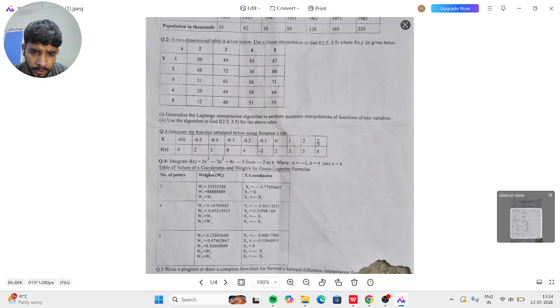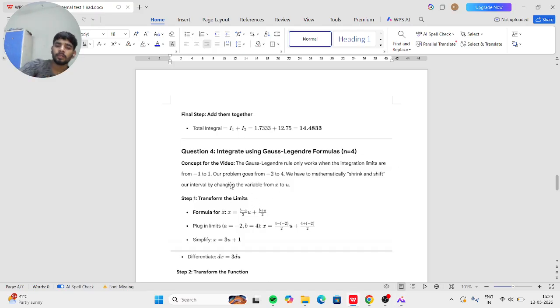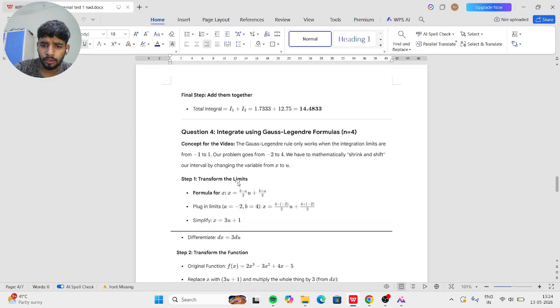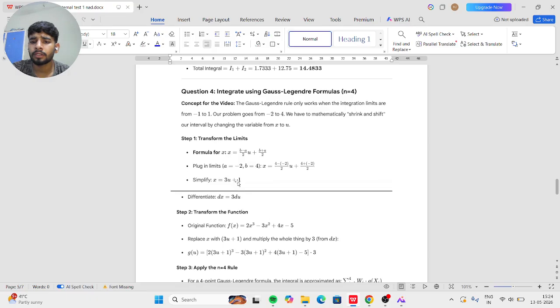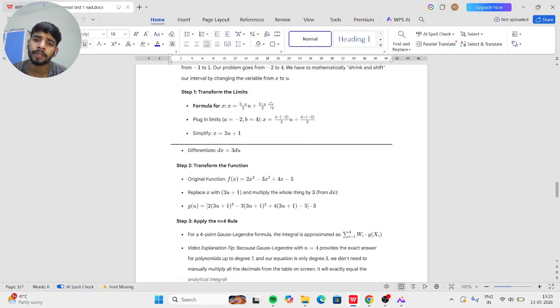A table of values of x coordinates and weights of the Gauss-Legendre formula is given. Now, Gauss-Legendre rule only works when the integration limits are from minus 1 to 1. So our problem goes from minus 2 to 4. So we have to mathematically shrink and shift our interval, changing variable x to u.